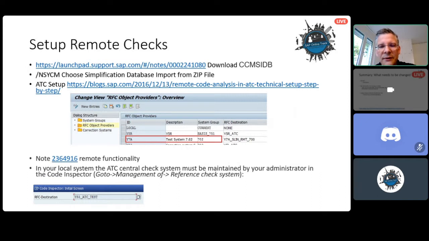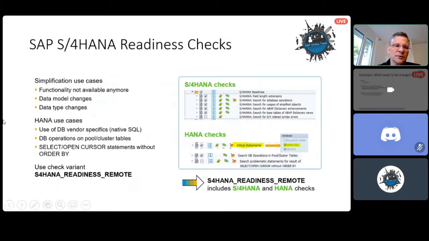So the whole checking thing is something that we do in an S/4HANA transformation project, of course, but you can also start using this from now because we don't want to create new code anymore that is not compliant with the S/4HANA architecture. So the check variant for ATC is called S/4HANA Readiness Remote. It includes the HANA database checks, and it has additional checks for the simplification items.